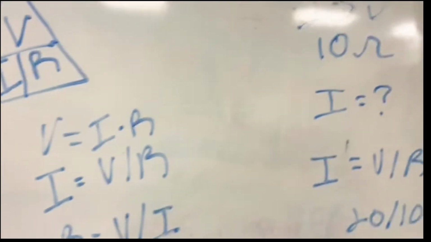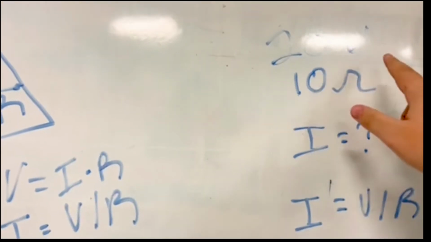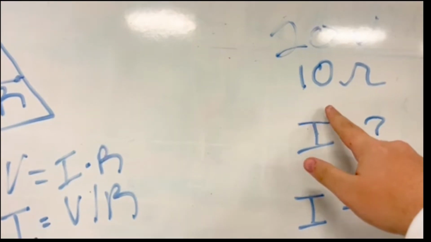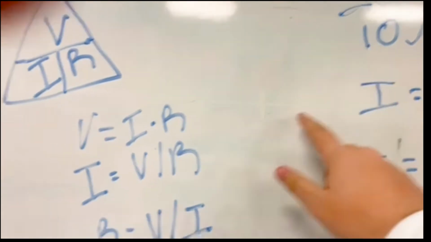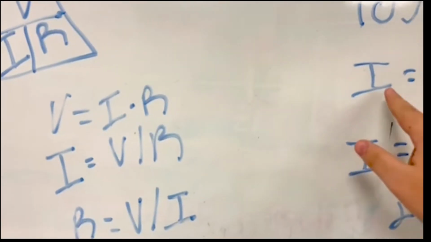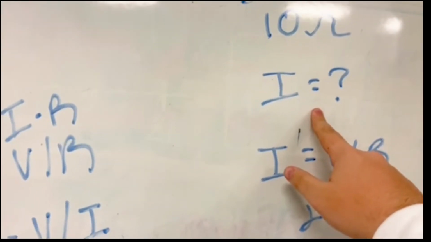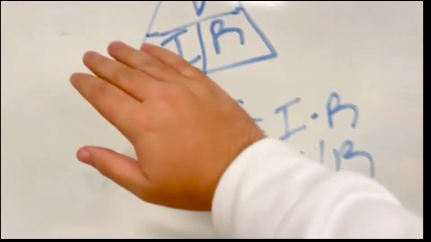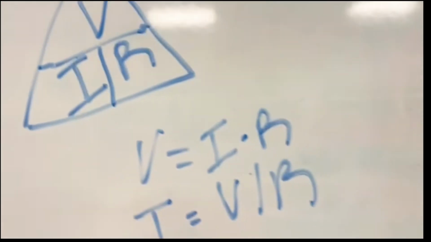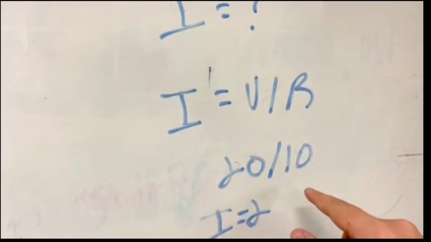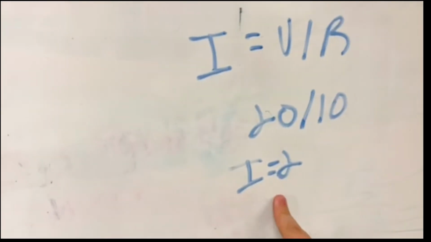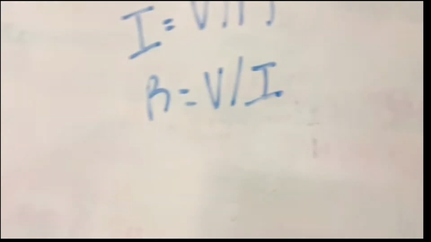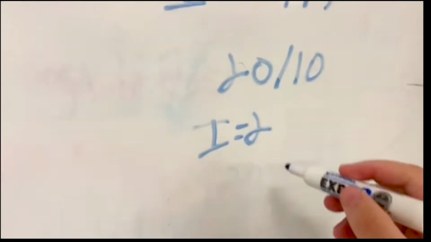And just a quick example, if I have 20 volts and 10 ohms, ohms is how you measure resistance, I need to find I, which is my current. So I need to use this formula right here. I just take my volts, which is 20, and then my ohms, which is 10, and then I get 2, which is amps.